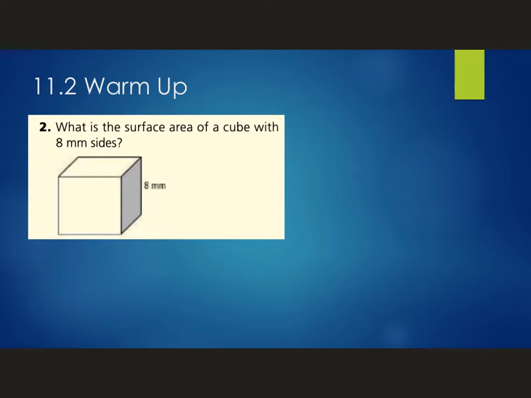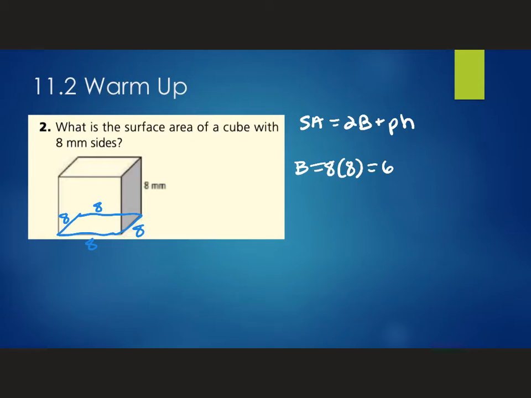says to find the surface area of a cube. Well, a cube is still a rectangular prism, so my surface area is 2b plus perimeter times height. The difference is that the base we're still going to use as the bottom, but all of the sides are the same on a cube. So when I find the base area, it's 8 times 8, which is 64. When I find the perimeter, it's 8 plus 8 plus 8 plus 8, or 8 times 4, which is 32.